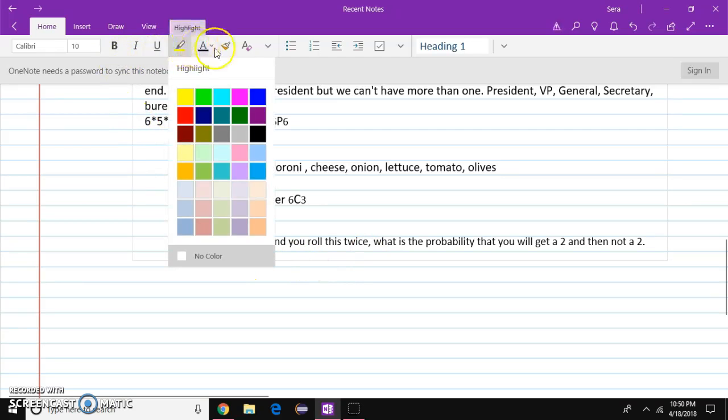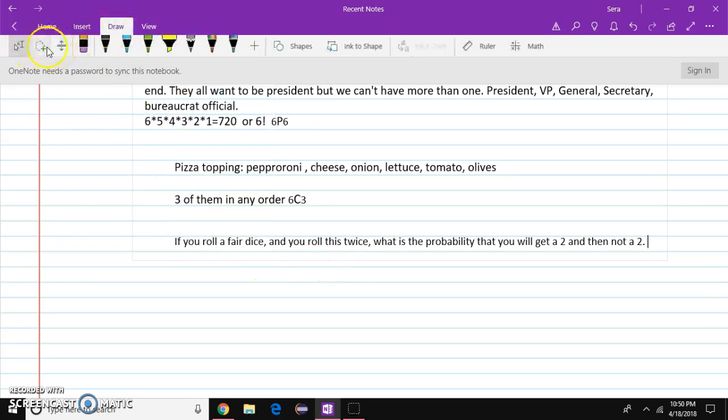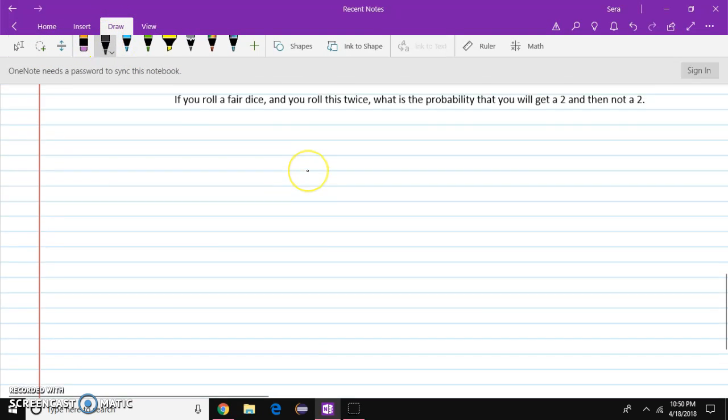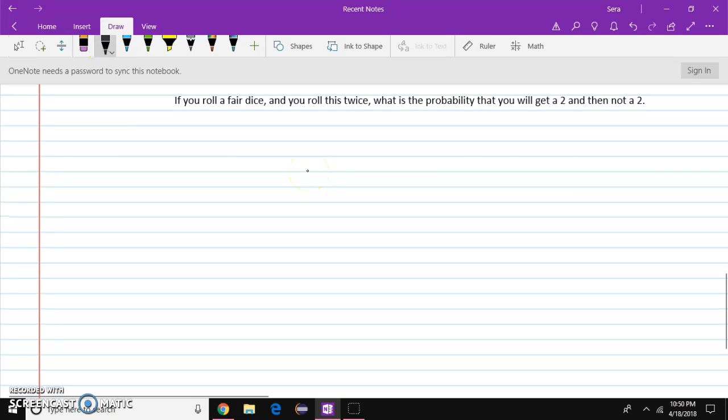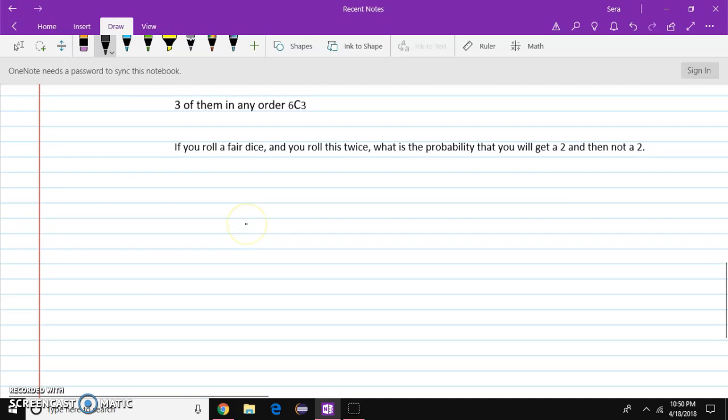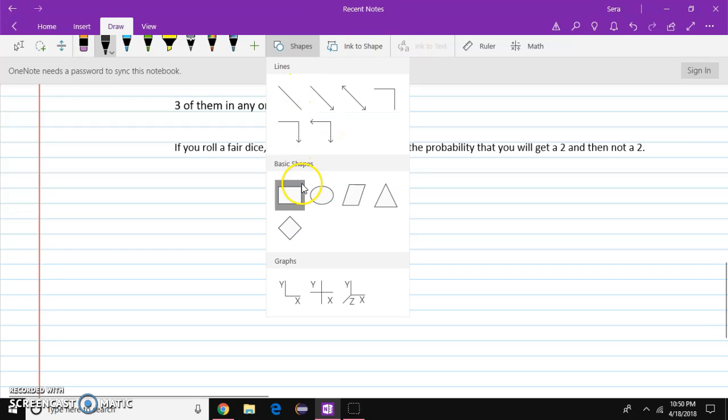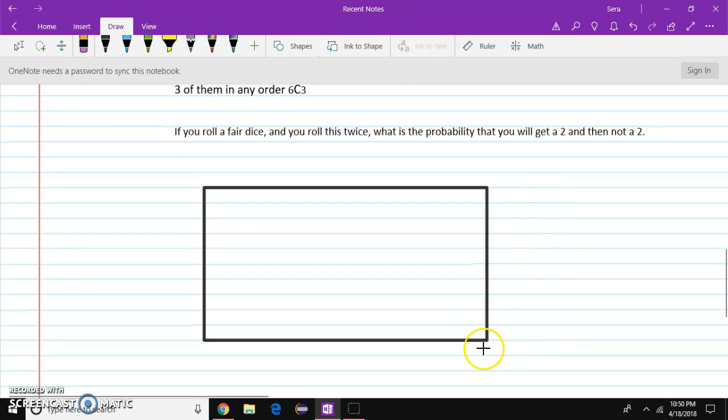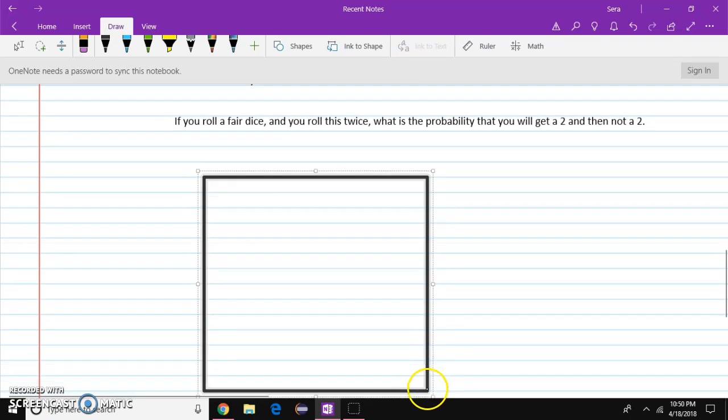Now I'm going to get my drawing highlighter out here. You can consider this in one way. There's a few methods, but this is the method that I personally chose. So let's just say I'm going to draw this basic shape.